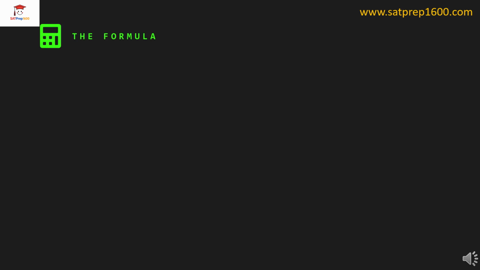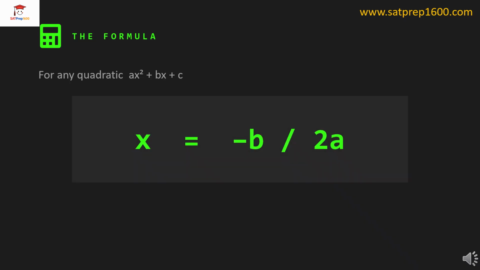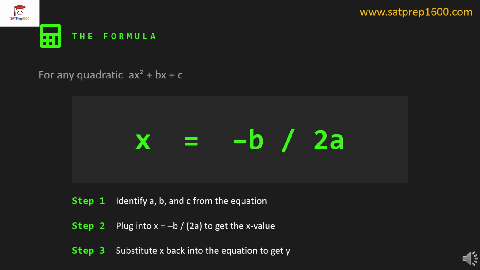Here's the formula. For any quadratic in the form ax squared plus bx plus c, the x-coordinate of the vertex is negative b divided by 2a. Step 1. Identify a, b, and c from the equation. Step 2. Plug a and b into the formula to get x. Step 3. Substitute that x back into the original equation to get y. Memorize this formula. It shows up repeatedly on the SAT. Write it on a flashcard if needed.